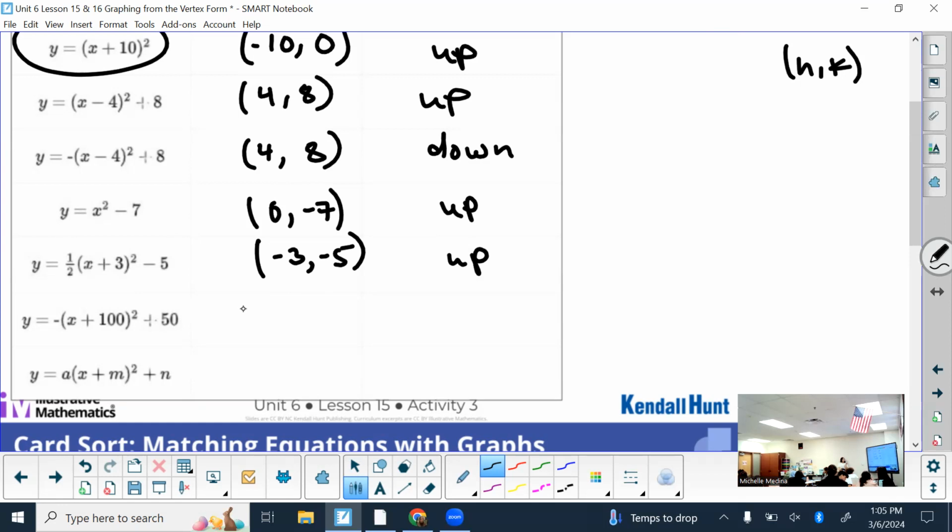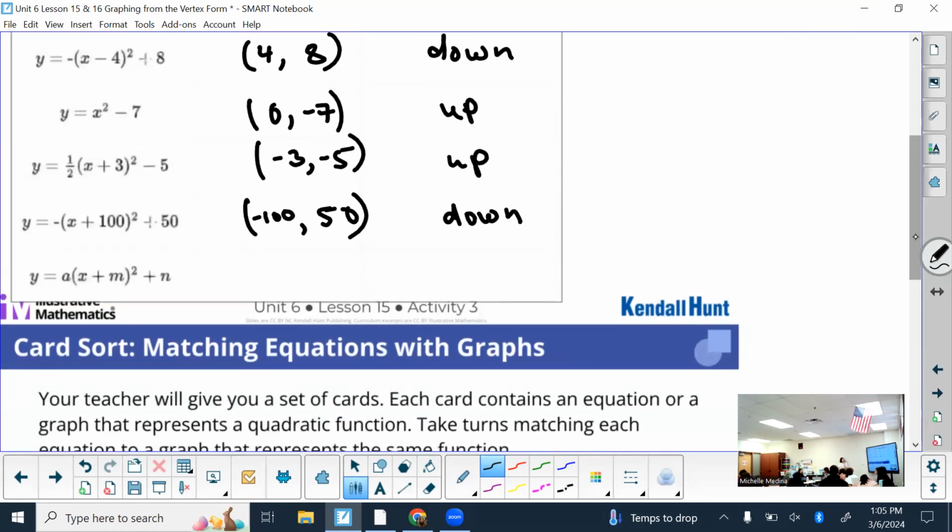Table 3, what's my vertex of this one? That is correct. Remember, H is always opposite of how it looks in the equation. So it should be negative on it, yes. And positive H. Table 4, does this one open up or down? Yeah. It opens down because of this negative that's out here.